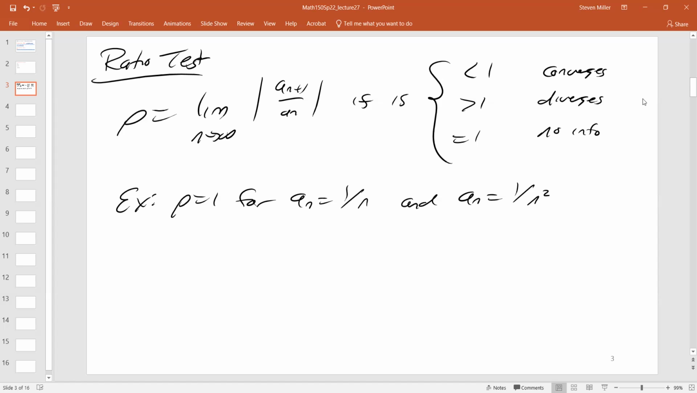So if you do this calculation and rho equals 1, then this means you have a screaming baby and what you tried does not work. So you then move on to something else. This is not the test that you're looking for. You need to move on to another test. All right, that one was, I guess, too obvious for reference.